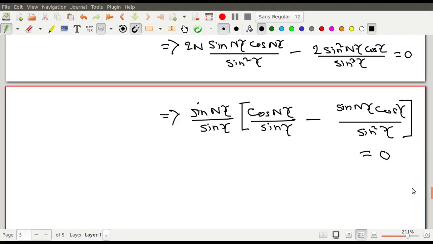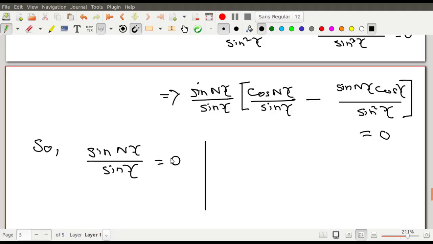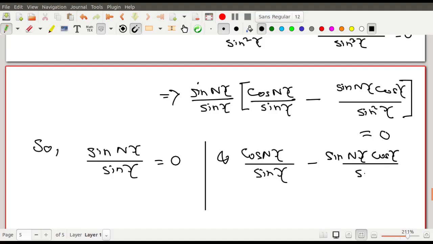Now this will result in 2 different ideas, এবার এখান থেকে দুটো different idea চলে আসবে। So there are 2 options over here. একটা option হচ্ছে, one of the options is sin n gamma by sin gamma equal to 0, and the other option is n cosine n gamma by sin gamma minus sin n gamma cos gamma by sin square gamma, that is equal to 0.